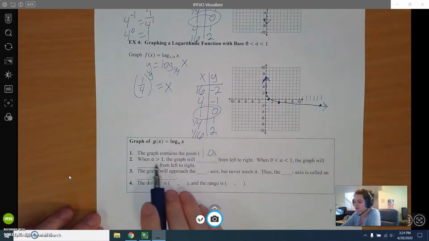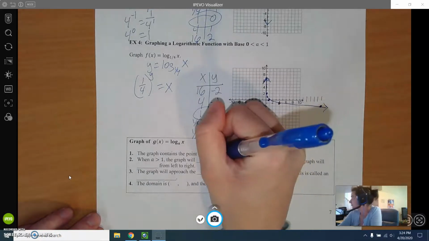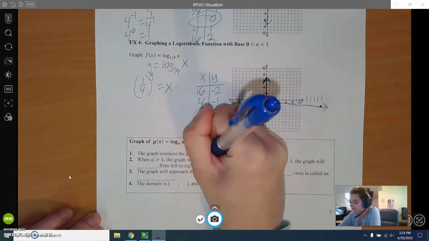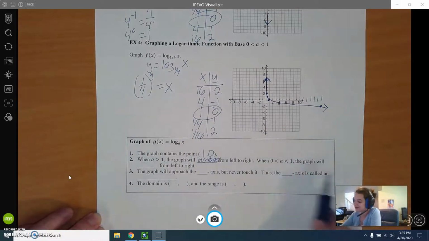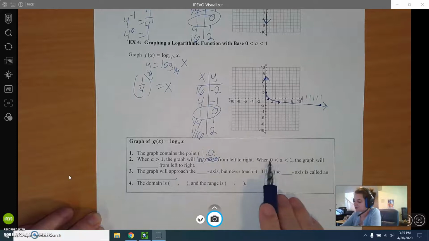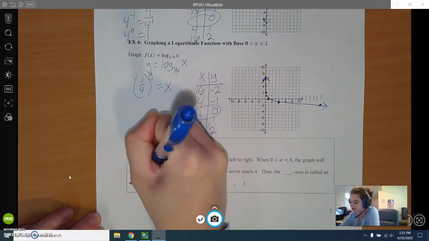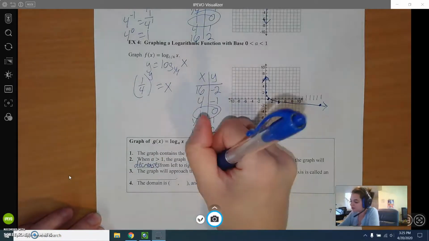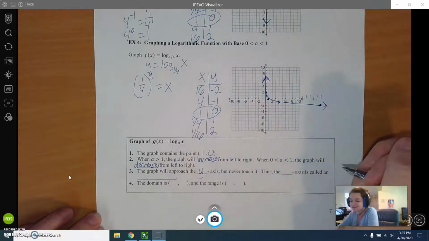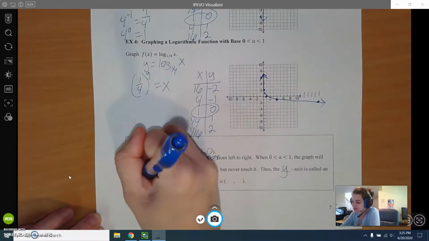When a is bigger than 1, so that would be like our log base 4 of x graph, the graph increases from left to right. It goes up. When a is small, between 0 and 1, the graph always decreases from left to right. It goes down. The graph is always going to approach the y-axis, but it doesn't touch it. So the y-axis is called an asymptote.